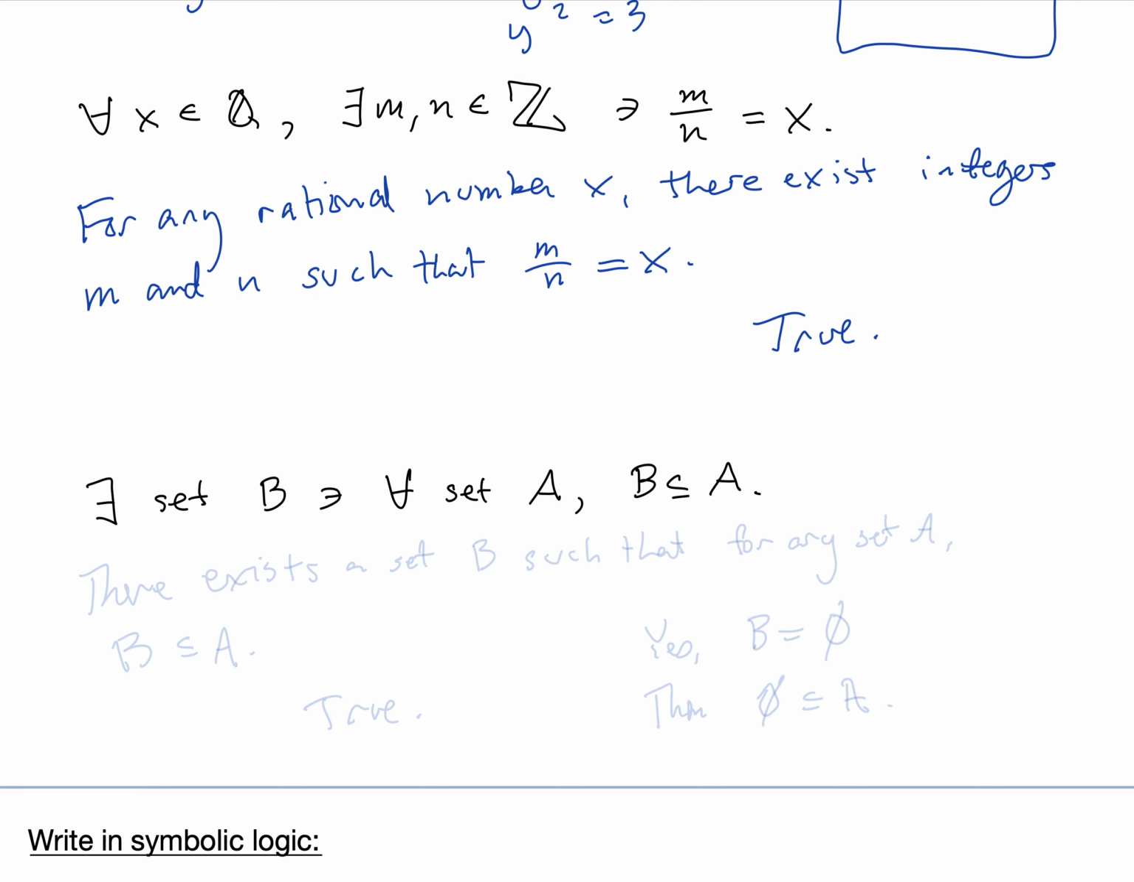And lastly, there exists some set B such that for any set A, B is a subset of A. Now, is that true? Is there some set B that always meets that requirement? Yes. If B is the empty set or the null set, then we know that the empty set is a subset of A for any set A. So this is a true statement.